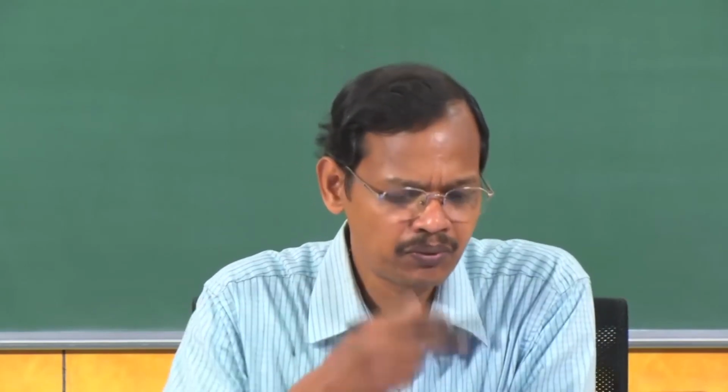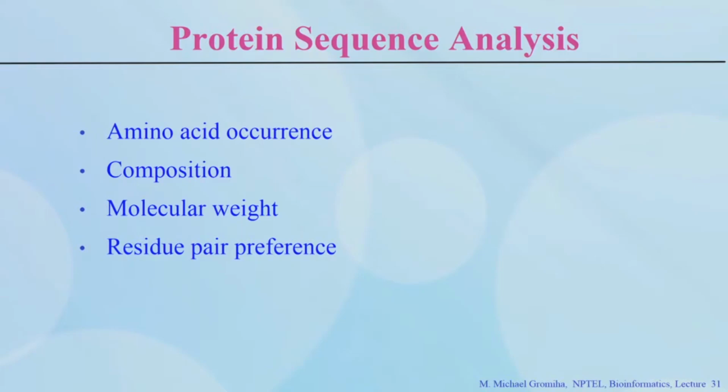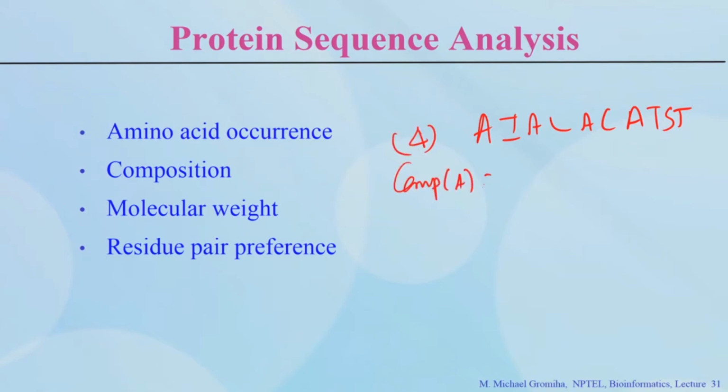Then you can also derive some features, some properties, using amino acids. So, what are the various properties we obtain from amino acid sequences? Amino acid occurrence, that means how many times each amino acid occurs. For example, if this is a sequence, the occurrence of alanine is 4, right, this 4. So, what is the composition of alanine? This is normalized by chain length, this is equal to 0.4.